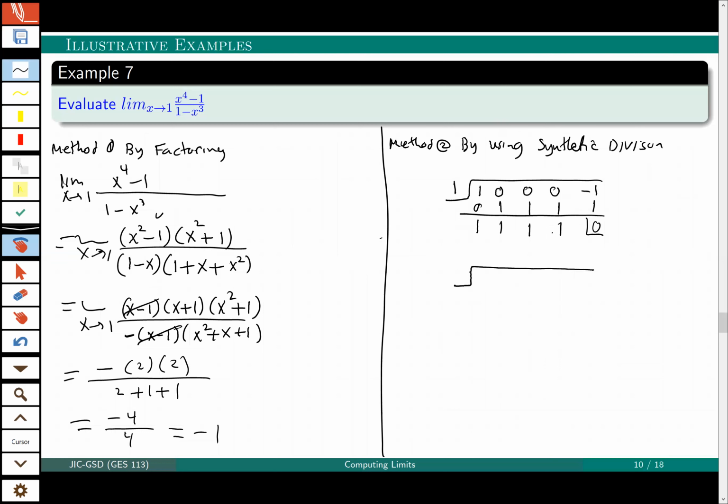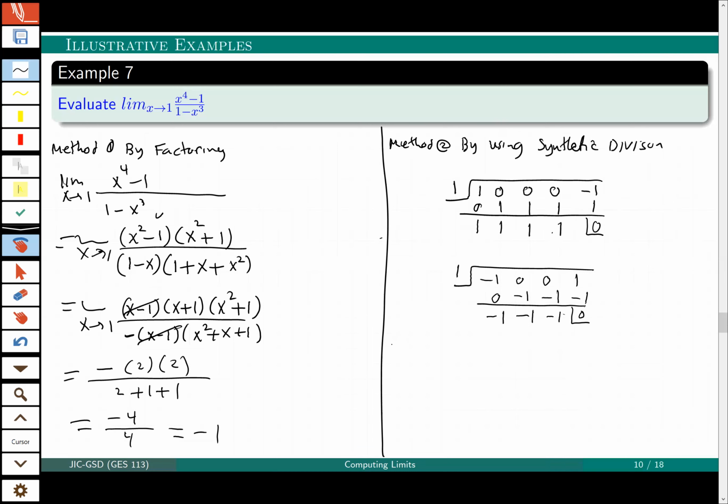The second one, I have degree 3 is minus 1, degree 2 is 0, degree 1 is 0, then 1. So I will have here minus 1 plus 0, it's minus 1, 1 times minus 1 is minus 1, 0 plus minus 1 is minus 1, 1 times minus 1 is minus 1, 0 plus minus 1 is minus 1, and 1 times minus 1 is minus 1, and that will be 0.